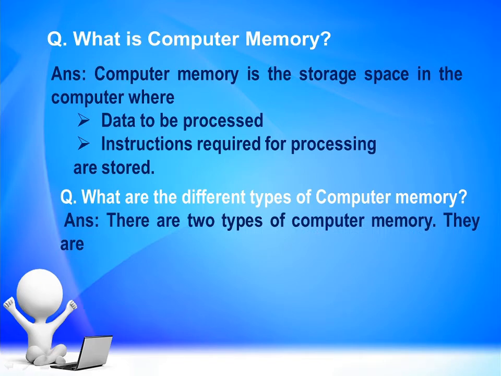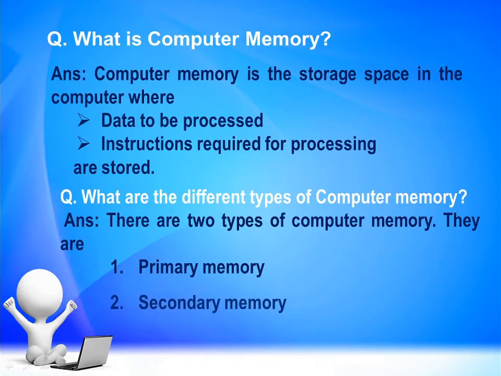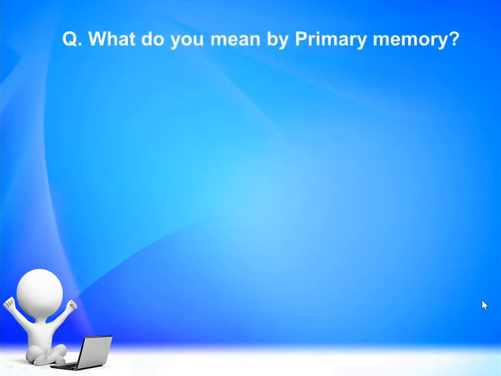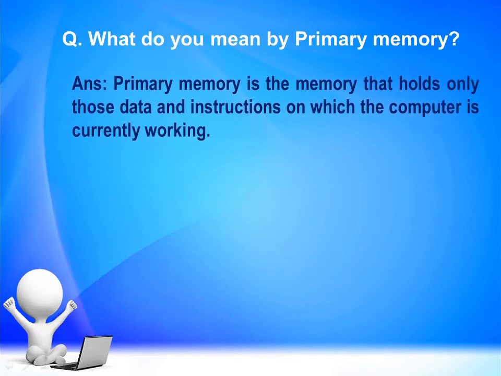Next, what are the different types of computer memory? There are two types of computer memory. They are primary memory and secondary memory. Next, what do you mean by primary memory? The answer is, primary memory is the memory that holds only those data and instructions on which the computer is currently working.